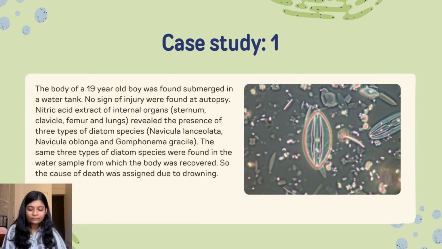Next, let's do a comparative case study. We have two case studies. In one, there is a 19-year-old boy who has been found submerged in a water tank. There was no sign of injury on this person's body. There was no sign of injury found during the time of autopsy. The nitric acid extraction method was carried out, and it was found that the diatoms inside this boy's body were the same as the diatoms found inside the water tank. So it was later concluded that the boy died due to drowning.